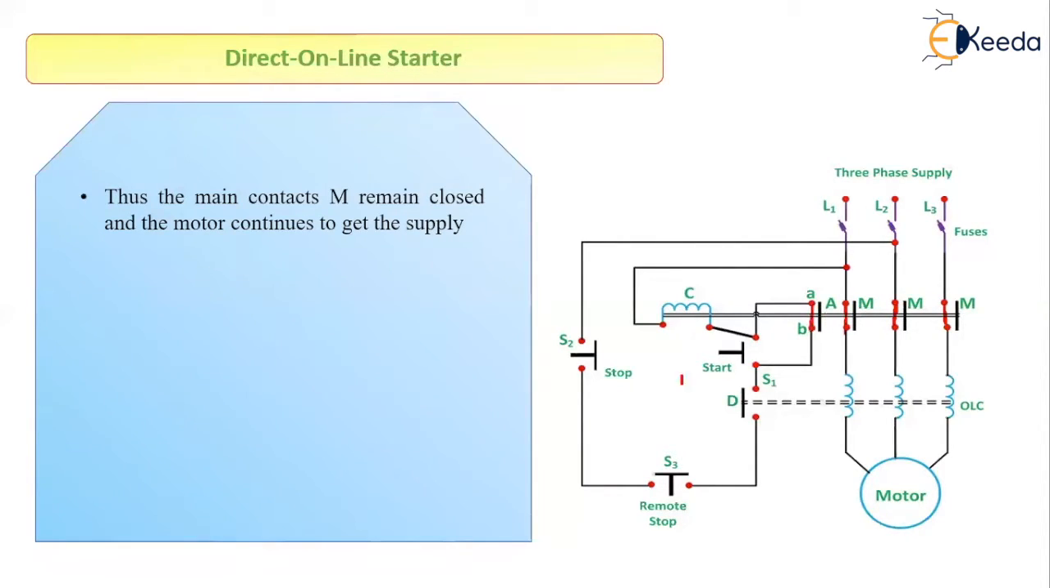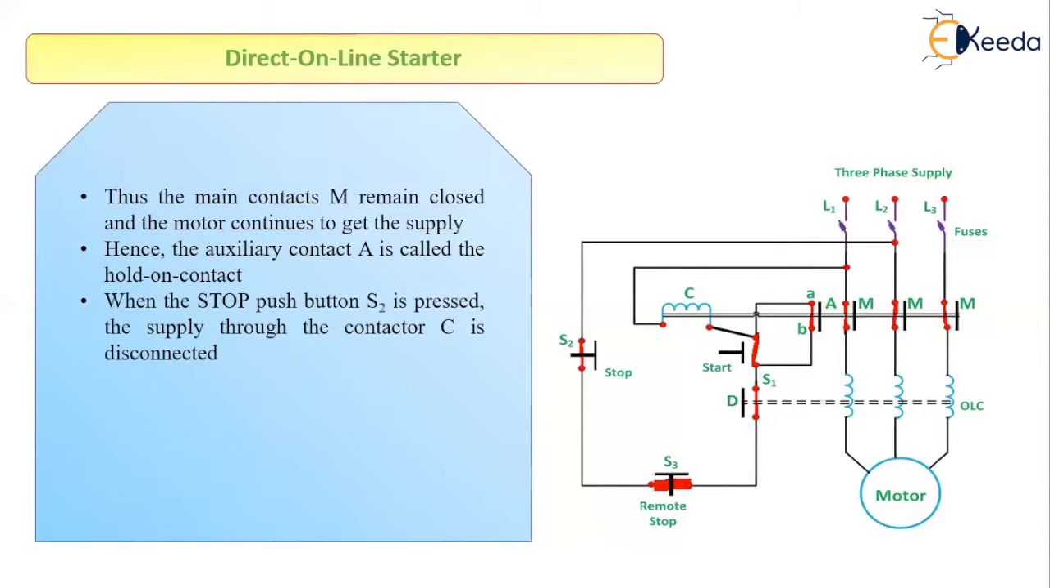A and B is also closed. Here my stop push button is already normally closed. Then remote stop is also closed. Here D contactor is closed, and as I have pushed the start button, this S1 switch is closed, and now my motor is running. And now you can see my motor is running on the rated supply voltage. Also, this auxiliary contact A is called the hold on contact.